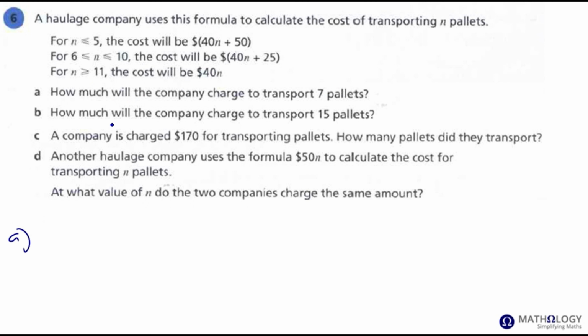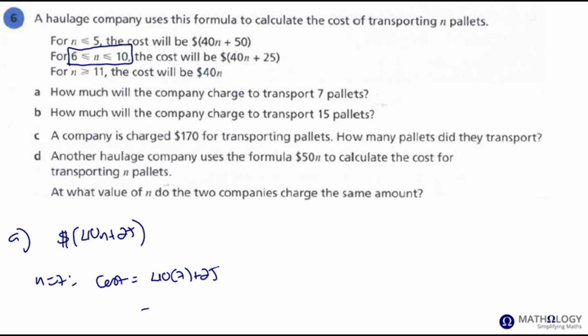Okay, so 7 pallets is in this range. The company charges 40n plus 25, where n is the number of pallets between 6 and 10, including 6 and 10. So if we want to transport 7 pallets, the cost will be 40 times 7 plus 25. That's 280 plus 25, which is $305. So it costs $305 to transport 7 pallets.